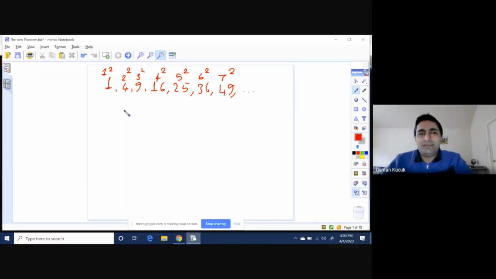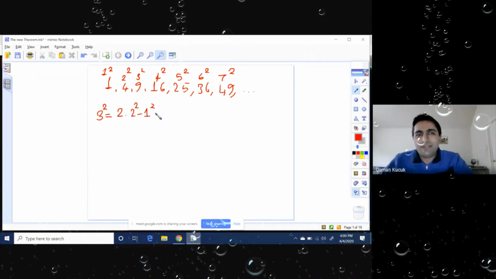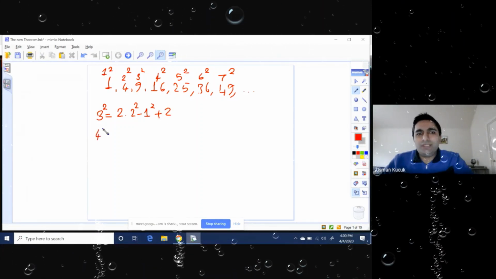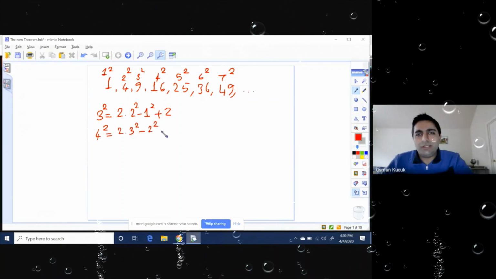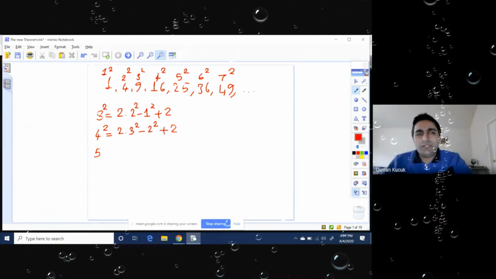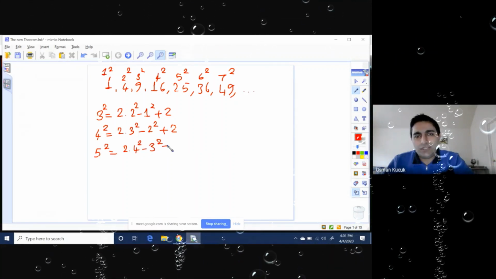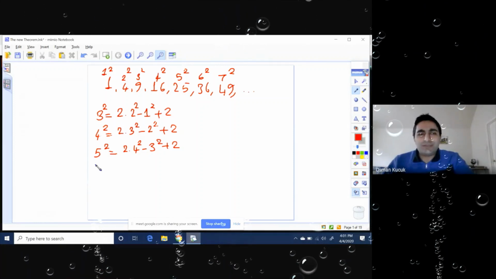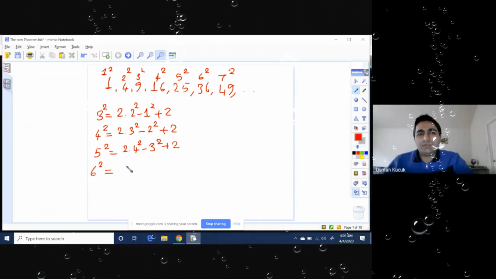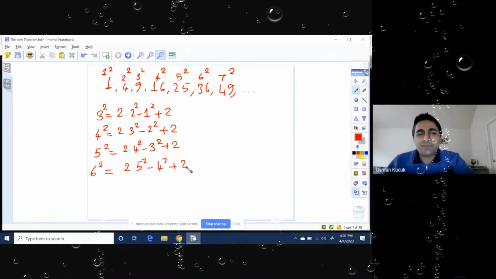The pattern I mentioned was 3 squared is equal to 2 times 2 squared minus 1 squared plus 2. 4 squared is equal to 2 times 3 squared minus 2 squared plus 2. 5 squared is equal to 2 times 4 squared minus 3 squared plus 2. That recursive pattern keeps going. So 6 squared will be equal to 2 times 5 squared minus 4 squared plus 2.